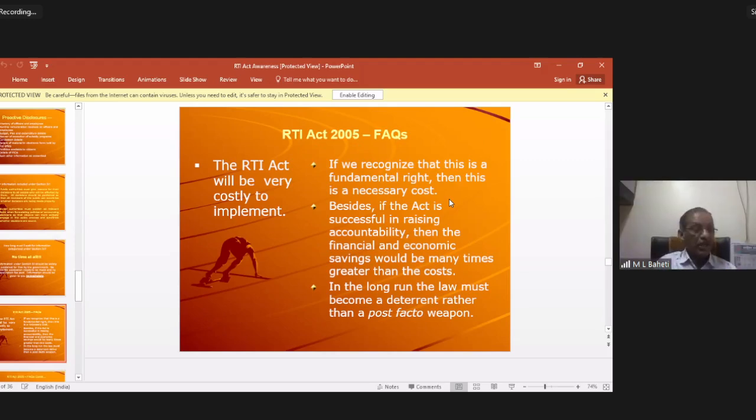There are some frequently asked questions. Who is your PIO? Your AO is your PIO in income tax. If you file your application with another PIO, he has to transfer it to the relevant PIO as per the provision of Section 6(3). Can I ask why my refund is pending under the RTI Act? This is very important.